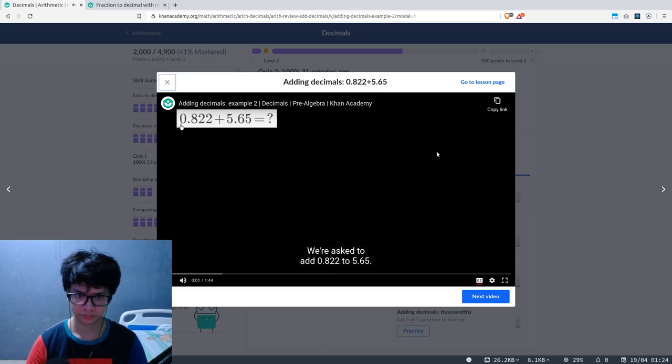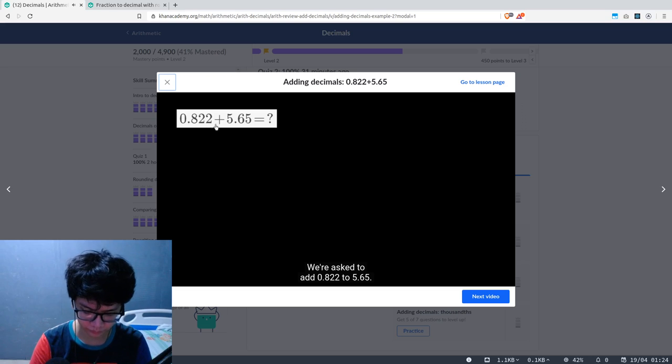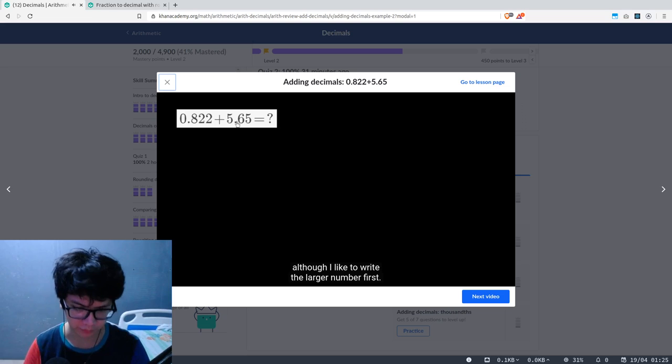We're asked to add 0.822 to 5.65. So let me rewrite this. When I rewrite it, I want to line up the decimals so that we add the right place to the right place. And we could write either number first, although I like to write the larger number first.